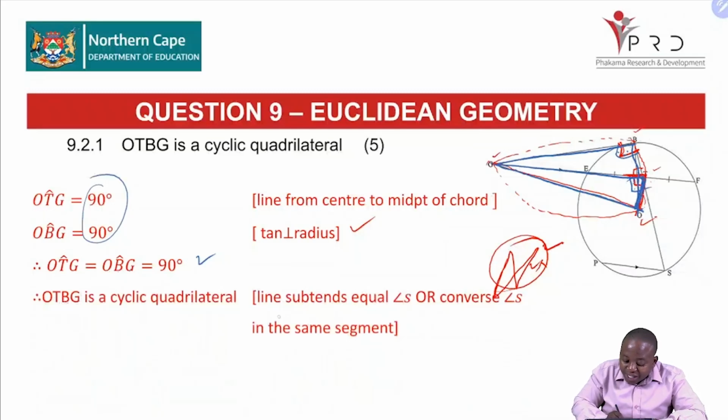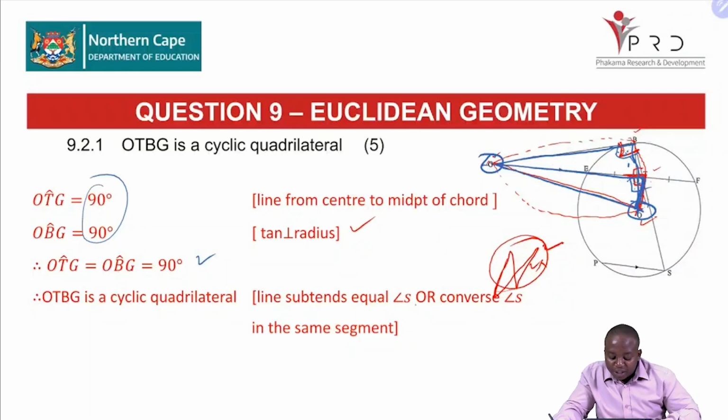Why? Because of the converse of angles in the same segment, that is, a line subtending equal angles. As you can see, GO subtended those two angles there. So these two are equal. Then if you connect it to a reason, it is the one of saying the line subtends equal angles. Then we can prove that this is our cyclic quad.